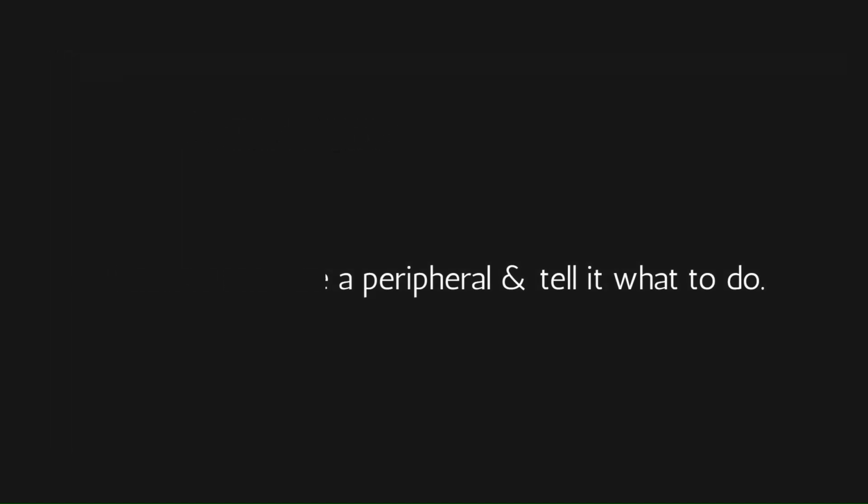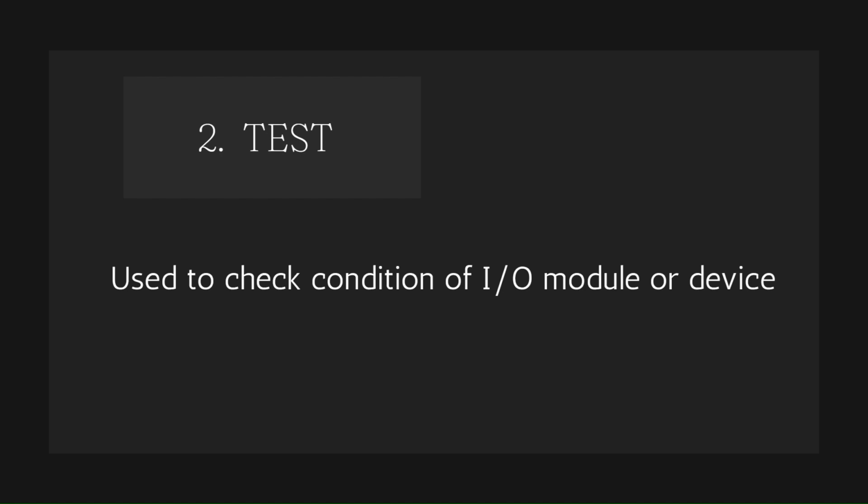The second, test command is used to test various status conditions associated with an I/O module and its peripherals. The processor will want to know that the peripheral of interest is powered on and available for use. It will also want to know if the most recent I/O operation is completed and if any errors occurred.